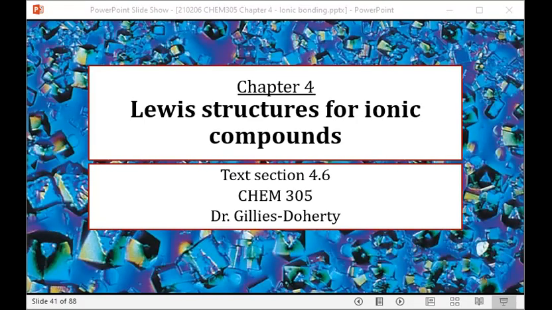All right, everybody, welcome back to our continuation of Chapter 4. Today we'll be talking about Lewis structures for ionic compounds, and this is text section 4.6.